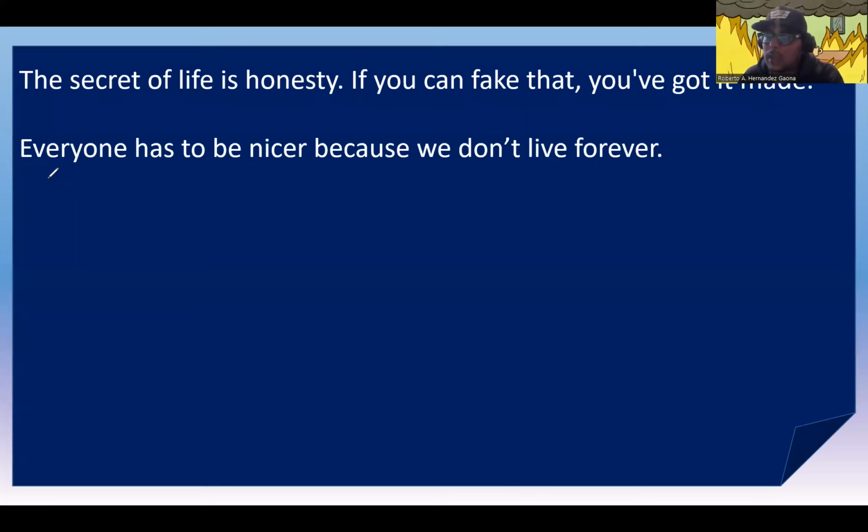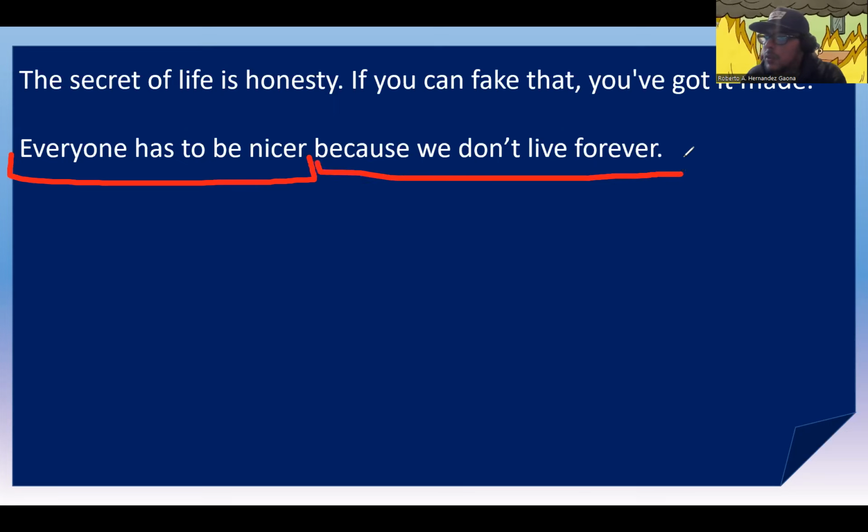So we have this one: Everyone has to be nicer because we don't live forever. So again, pause the video right there. All right. So let me give you the answers. We have one clause right here and then another one right there. Everyone has to be nicer. Independent clause that makes sense by itself. And then we also have: because we don't live forever. This would be a dependent clause.